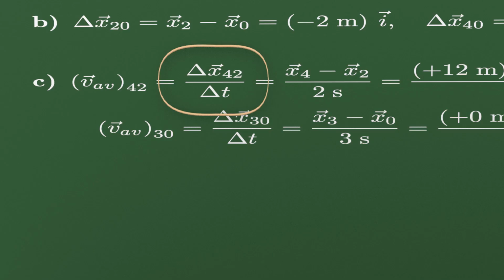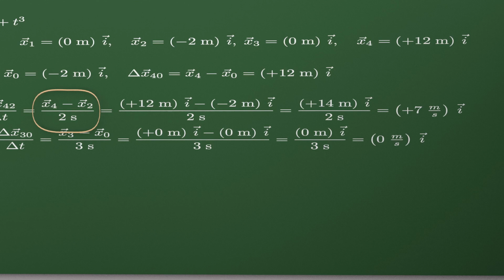When it comes to case C, the average velocity, as it is known, is equal to displacement over elapsed time. So, in the case of average velocity between position 4 and position 2, it is equal to the displacement between position 4 and position 2, which is 14 meters in a positive direction, over elapsed time, which is 2 seconds. So the average velocity is 7 meters per second in a positive direction.